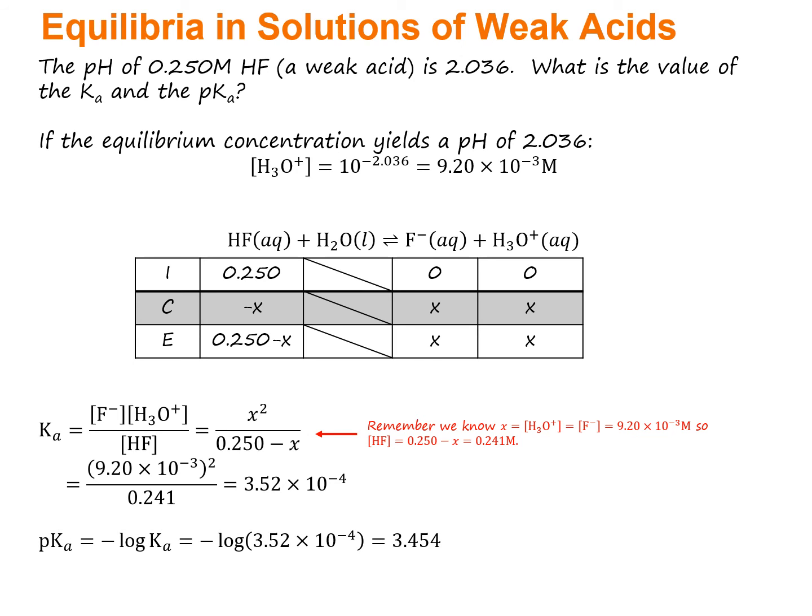If I want to determine what the pKa is, then I just do minus log of the Ka. Negative log of 3.52 times 10 to the minus 4 is going to give me 3.454 as our pKa. Notice we had 3 sig figs on our value of Ka, so we're going to have 3 sig figs again in our value for the pKa. So it's the same way as far as sig figs go as we had done with the pH.